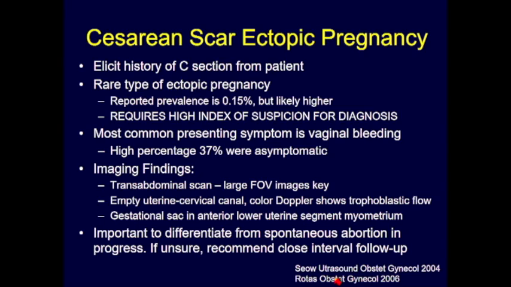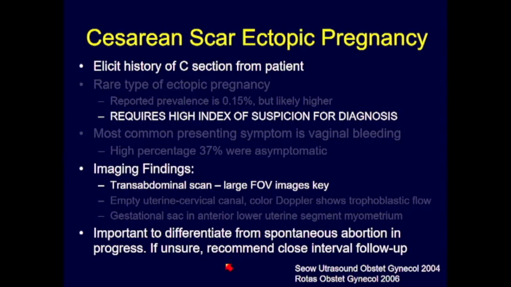So the cesarean scar ectopic pregnancy is one that I see commonly missed, commonly interpreted as spontaneous abortion in progress. It's really crucial to elicit the history of C-section from the patient or see that divot in the anterior lower uterine segment when you're looking at the uterus. Though it's reported to be rare, I think that the incidence is likely higher, and it requires a very high index of suspicion for diagnosis, as a high degree of patients are asymptomatic.